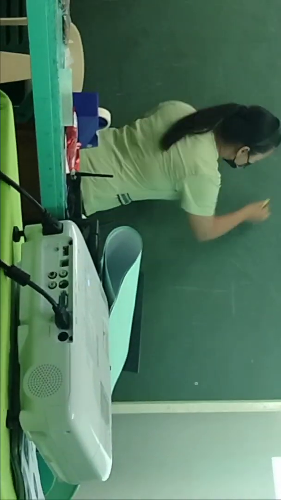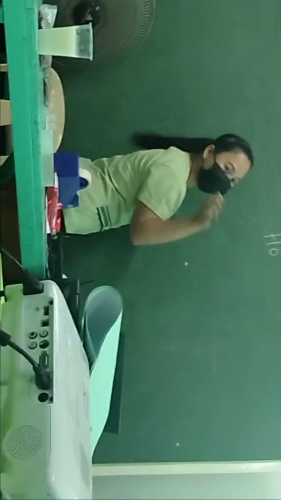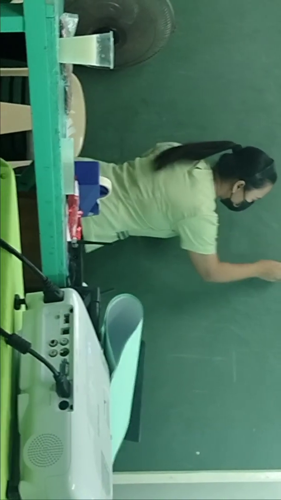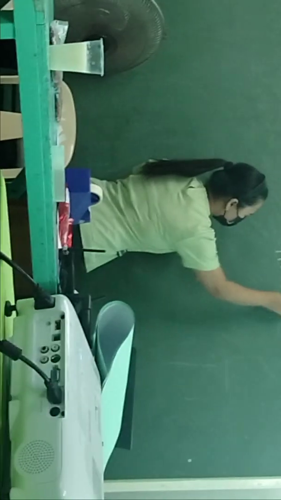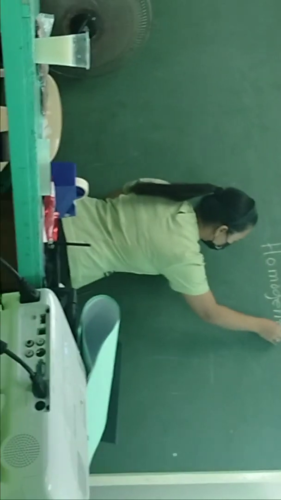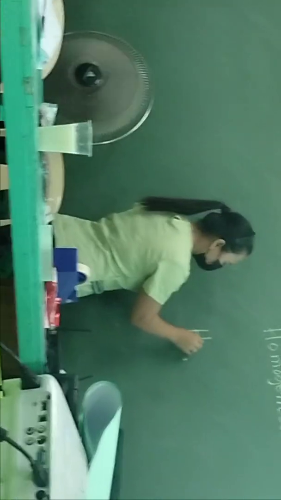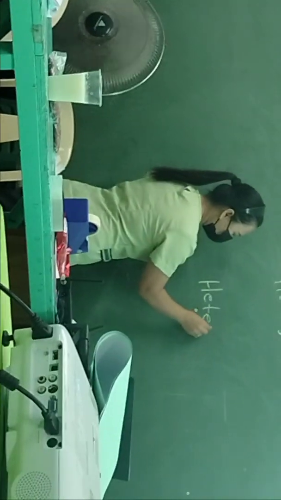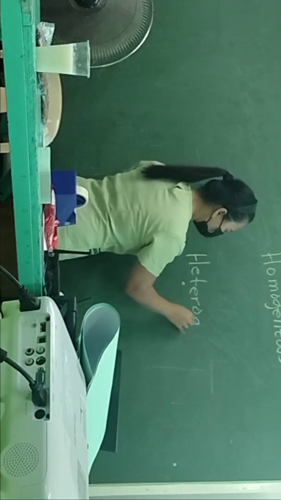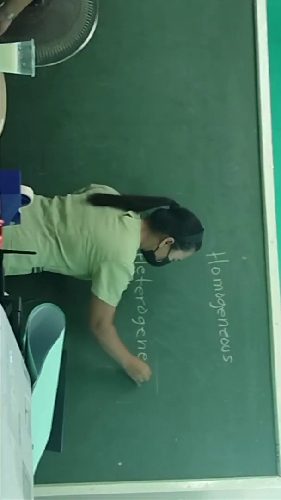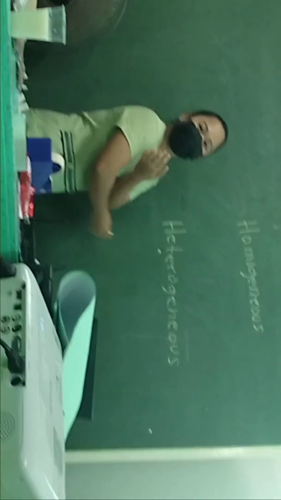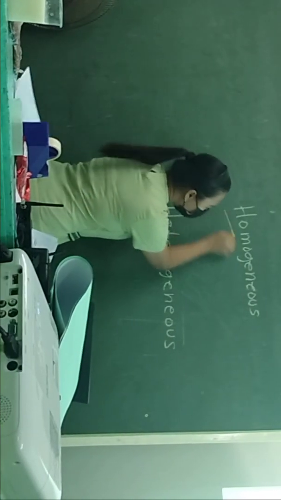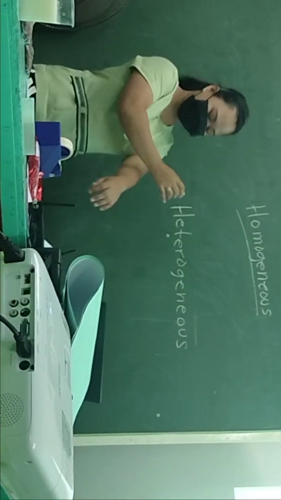Homogeneous mixture. Okay, can you spell it for me, children? H-O-M-O-G-E-N-E-O-U-S. And the other one is? Heterogeneous. Okay, spell it, everyone. H-E-T-E-R-O-G-E-N-E-O-U-S. Okay, very good.